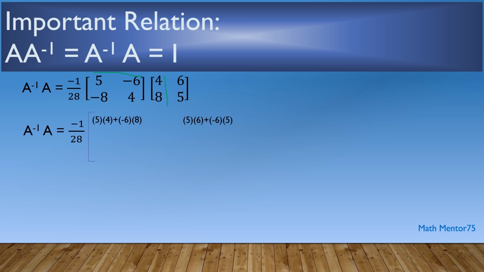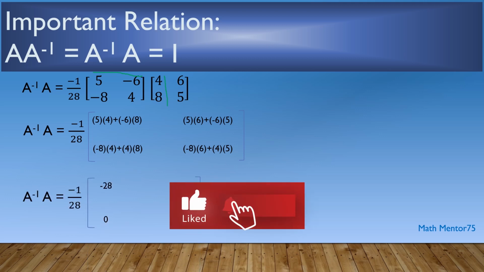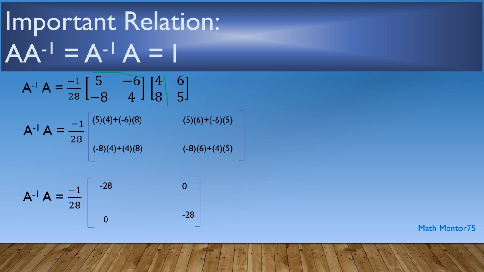Now after that, we will take the second row of the first matrix and multiply it with the first column of the second matrix, that is R2 C1. And then after that, R2 with C2, second row with second column of the second matrix. After that, we do the simple calculations. As a result, we have minus 28, 0, 0, and minus 28. Now we divide each value by minus 28. As a result, we have 1 0 0 1.